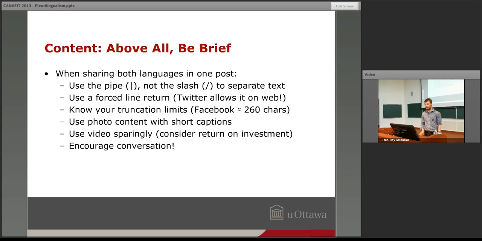Know your truncation limits. Facebook truncates posts after a certain length, so it'll just say read more in the feed. If you're communicating in more than one language, you've got to make sure you know when that truncation happens. And if that's going to happen, maybe you want to use targeting to do different languages instead.